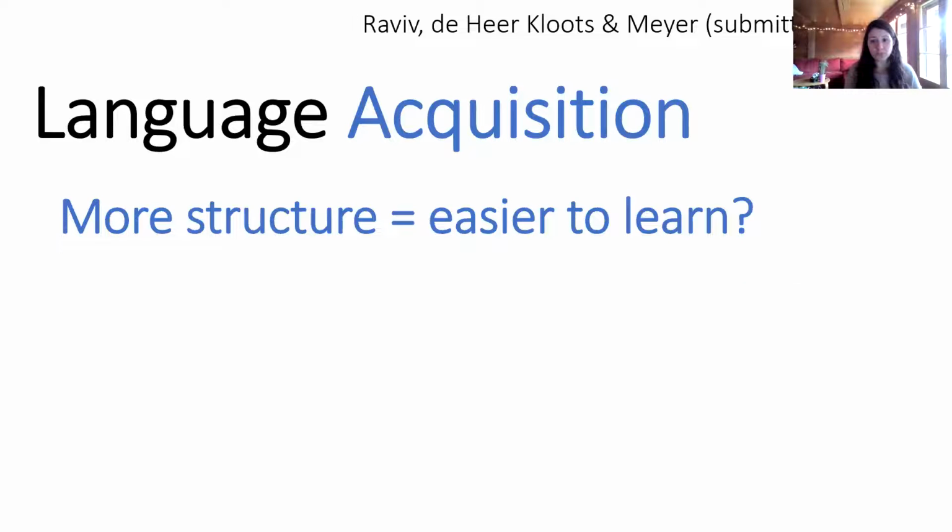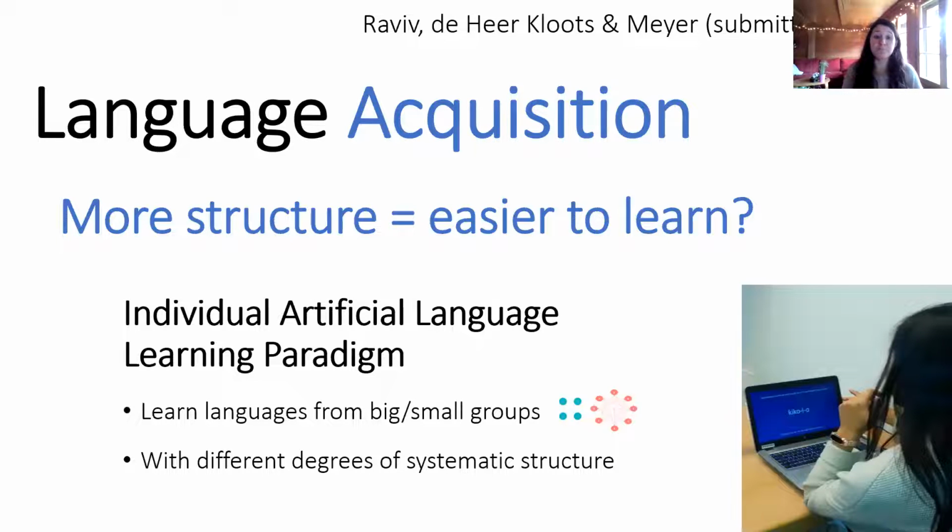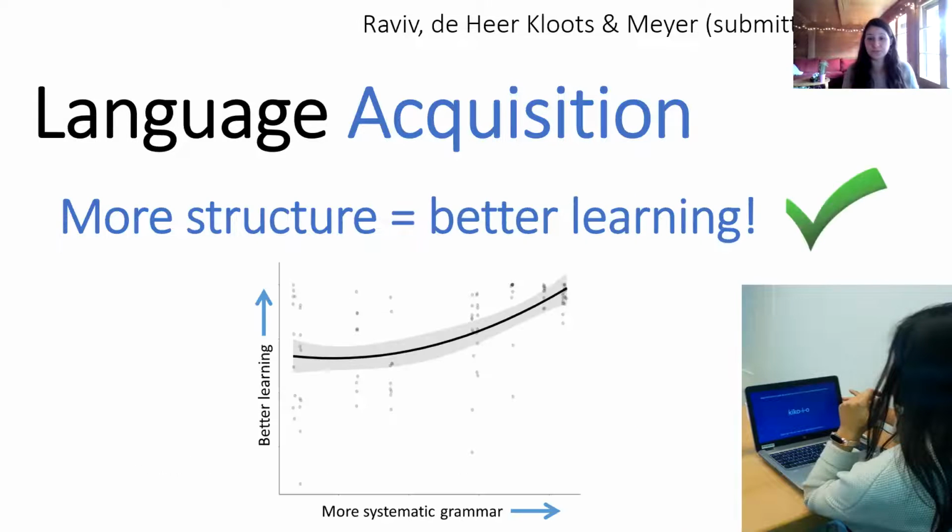So to test this idea, that more structured languages are easier to learn, I conducted another study, an individual artificial language learning study, where I took the final languages that were created by these big and small groups in the previous experiments, so they had different degrees of structure, and I taught them to 100 new people who were not a part of the original community. And I looked at how well they learned these languages. And the results showed that languages with more systematic grammars were learned better. So participants were more accurate at reproducing more structured languages and learned them faster and more consistently.